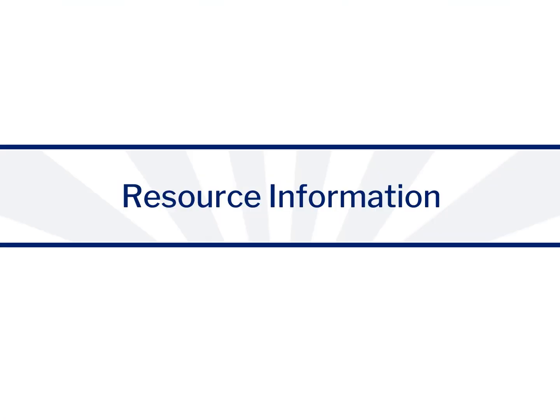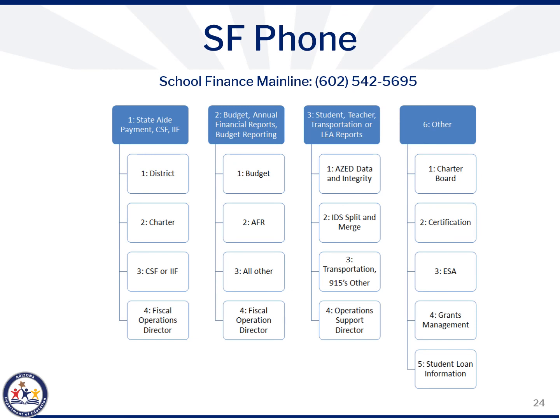If you have questions about the ADM 15, the ADM 20, or any of the reports that I reviewed today, please feel free to reach out to the school finance team. The school finance team can be reached via the phone line at 602-542-5695. If you wanted to talk to an account analyst, you'd want to choose option 3 and then option 1 from the phone tree.